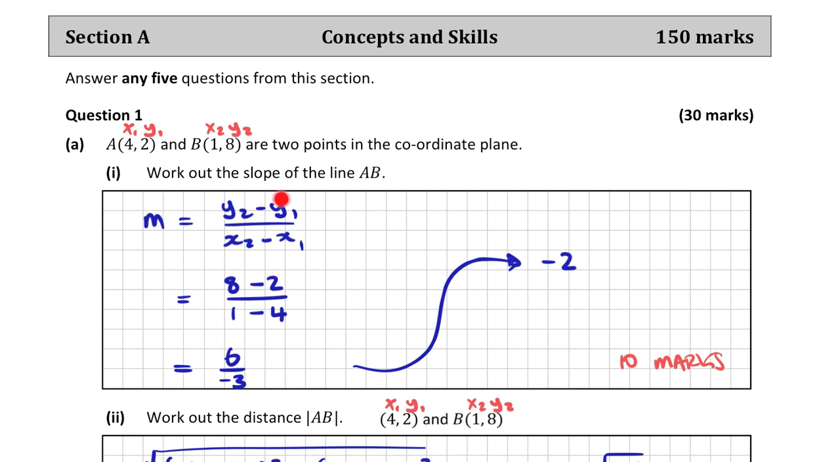So we take our formula and now we just sub in our values. So y2, which in this case is 8, minus y1, which is 2, all over x2, which in this case is 1, minus x1, which in this case is 4. 8 take away 2 leaves us with 6, 1 take away 4 leaves us with negative 3. 6 divided by negative 3, you could type it into a calculator, but it'll give us negative 2. And that there was worth 10 marks.